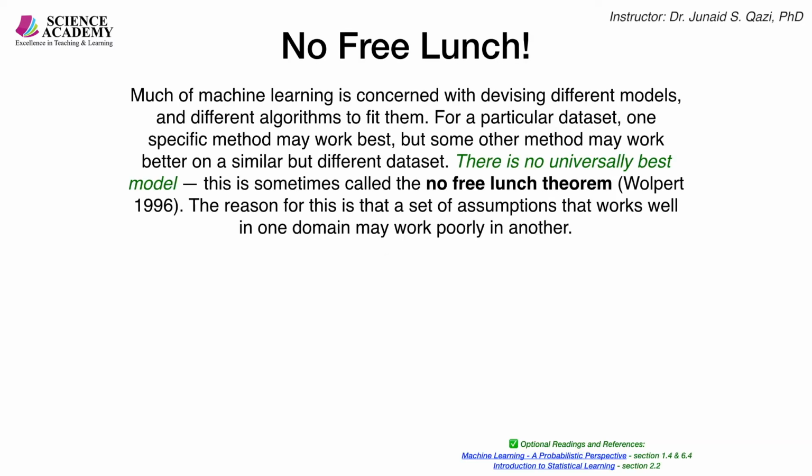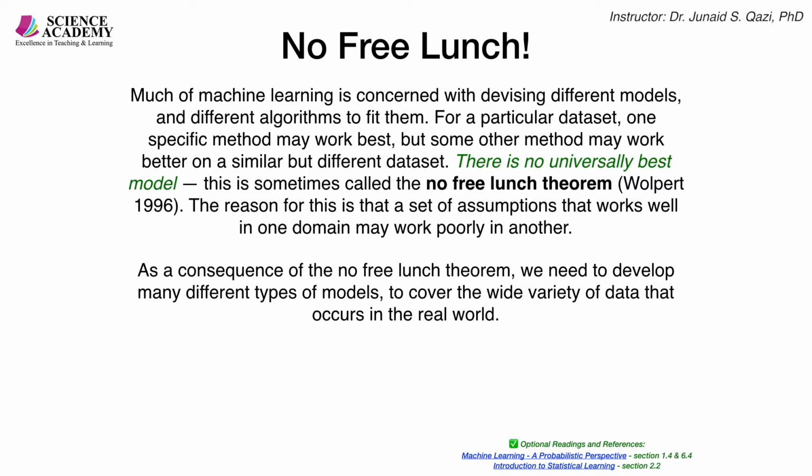The very first thing I want to discuss here is the no free lunch theorem. As we know, much of machine learning is concerned with devising different models and different algorithms to fit them. For any particular dataset, one specific model may work best, but some other methods may work better on a similar but different dataset. So there is no universally best model. This is sometimes called the no free lunch theorem. The reason for this is that a set of assumptions that work well in one domain may not work well in another domain.